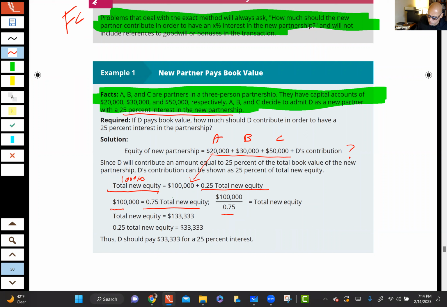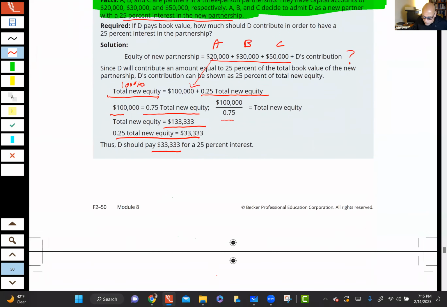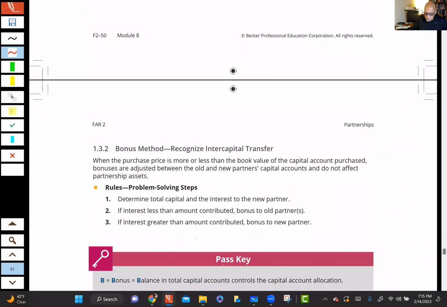And when you do, the total new equity is 133,333. And to get 25% of that, D is going to have to contribute 33,333. Kind of fun. Not too bad. Question? Okay, good.